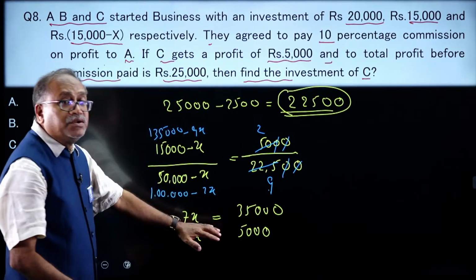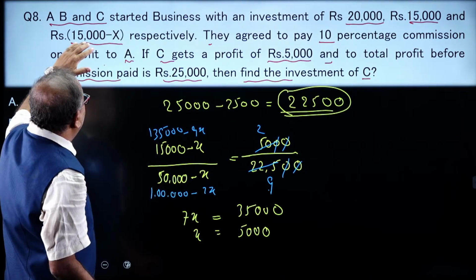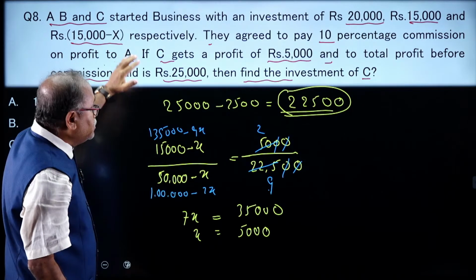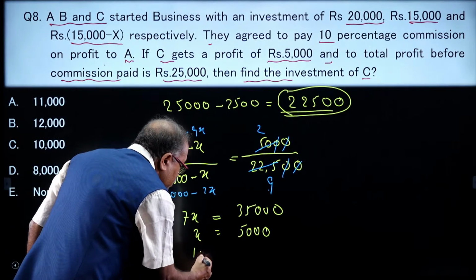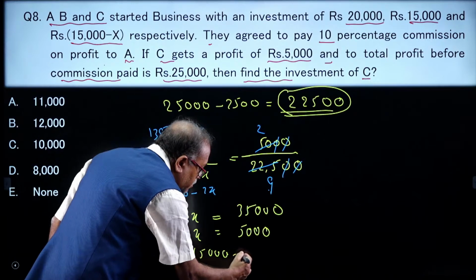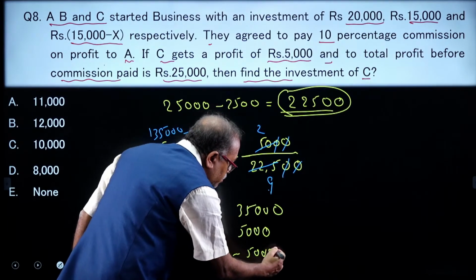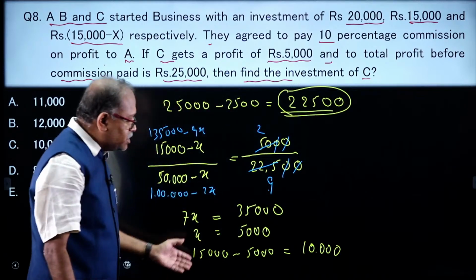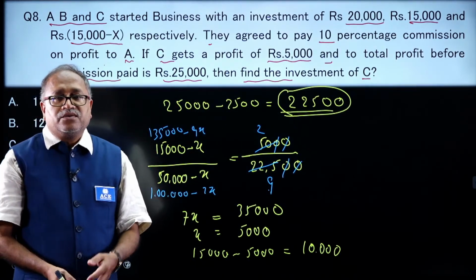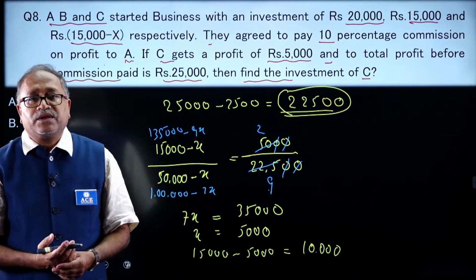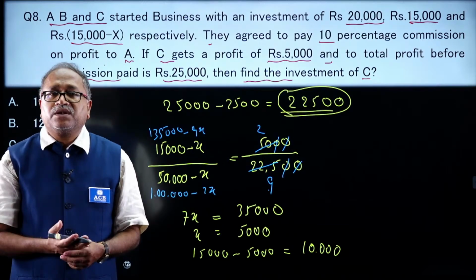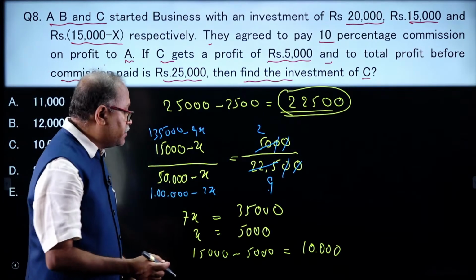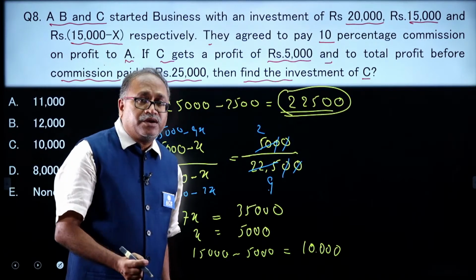If the x value is 5,000, how much is the investment of C was the question. That means 15,000 minus 5,000. So that is 15,000 minus 5,000. That comes 10,000. But while you are practicing, don't write all these steps. 15,000 minus 5,000, we know 10,000. So just leave it like that. Okay? Don't write unnecessary things, write the facts which you can mentally calculate.